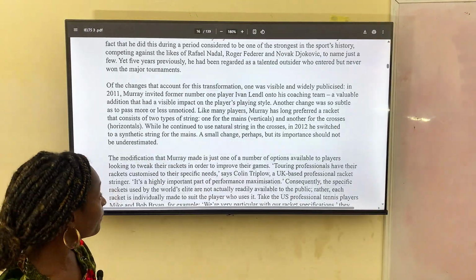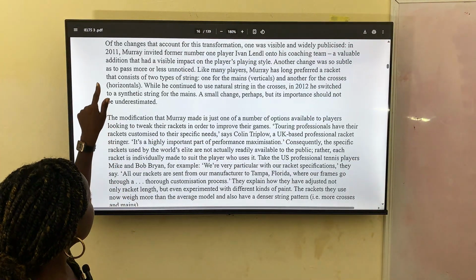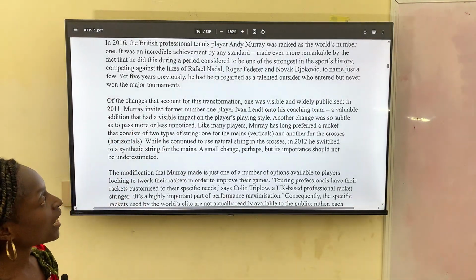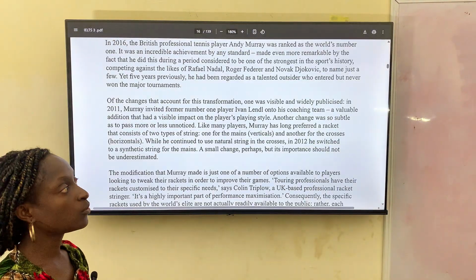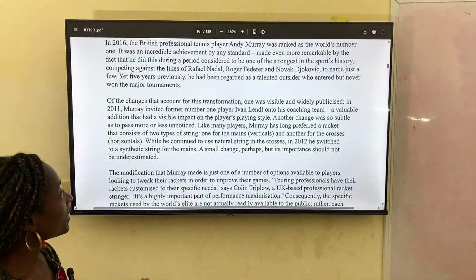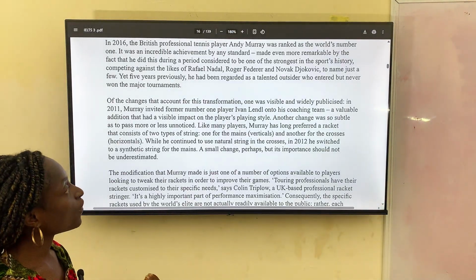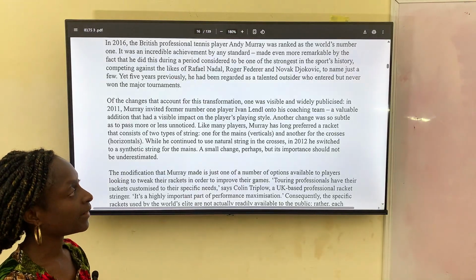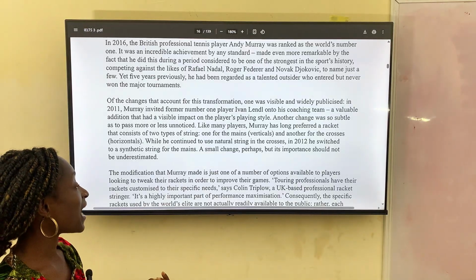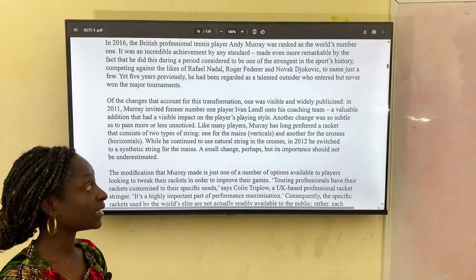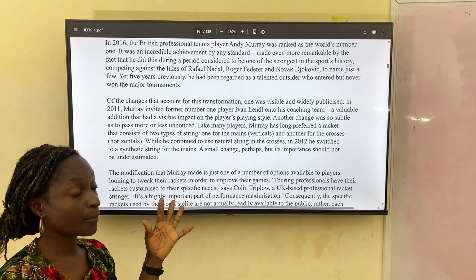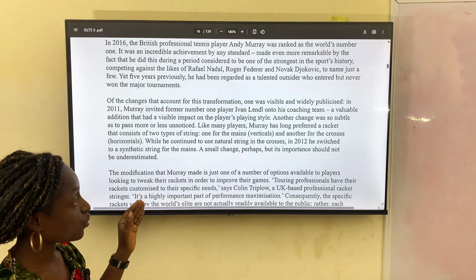The second paragraph. Now, the second paragraph, we have, of the changes that account for this transformation, one was visible and widely publicized. In 2011, Murray invited former number 1 player Ivan Lendl onto his coaching team, a valuable addition that had a visible impact on the player's playing style. Full stop. That does not mention rackets, so that's not what we are looking for.